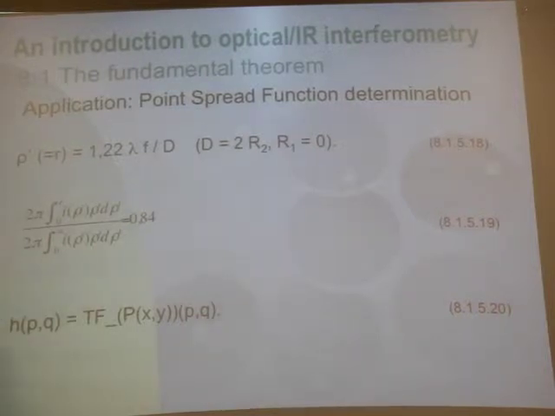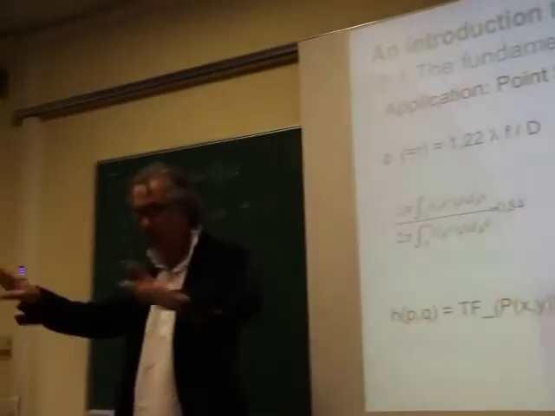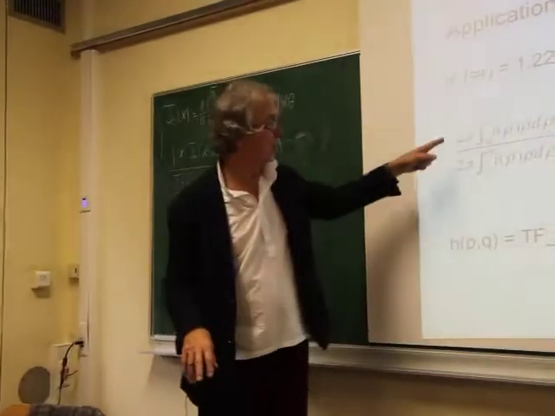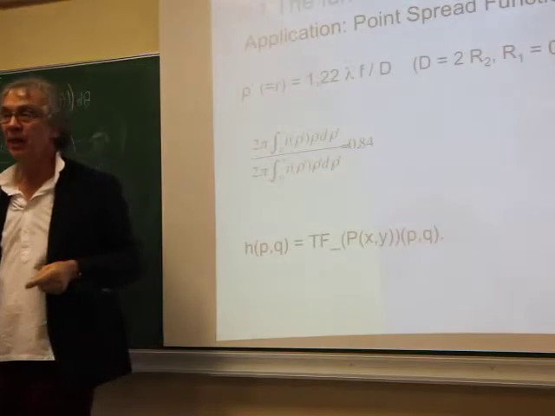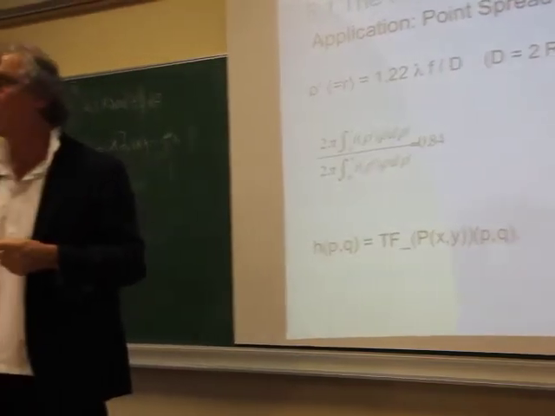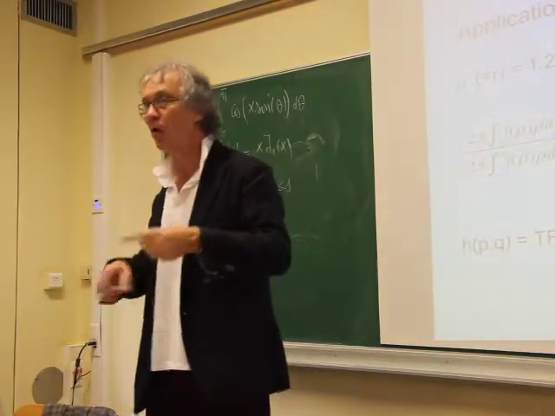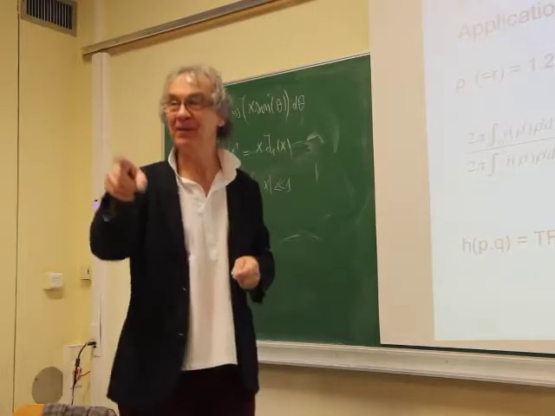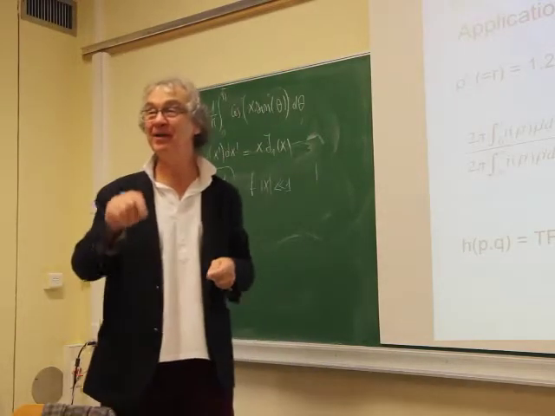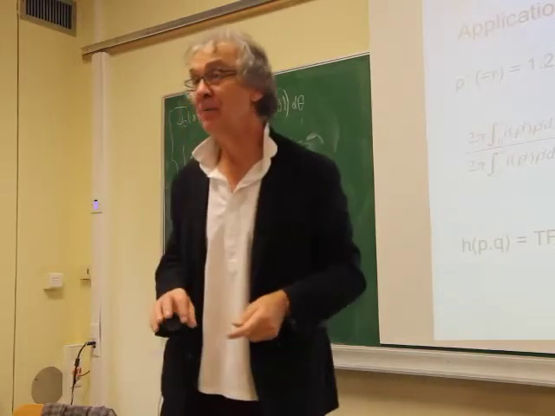If you ask me what is the concentration of light in the central peak compared to the whole energy distributed in the focal plane, you make this calculation and you find that it is 84%. So I'm just curious to know what is the answer for the square aperture. Is it better or is it worse? So next time you will tell me. You will calculate. And that's all for today.